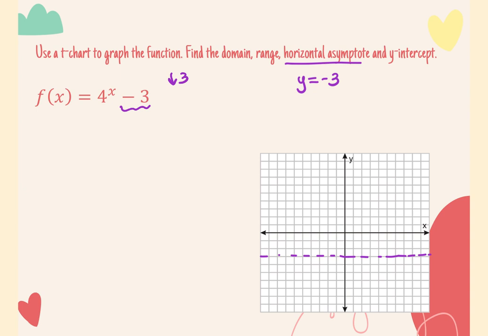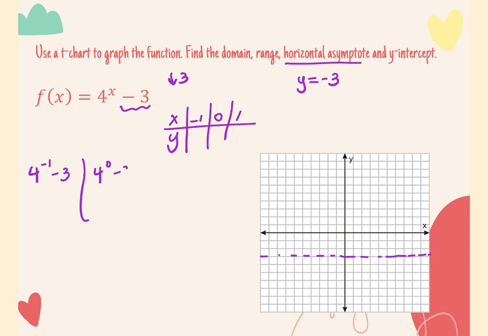Then from there, you can plug in to fill in your t-chart. So for the exponential, we plug into x. I would get 4 to the -1 minus 3, 4 to the 0 minus 3, 4 to the first minus 3. And again, most of you did that right. The 4 to the -1 would be 1/4 minus 3, which is -2 3/4. 4 to the 0 minus 3 is 1 minus 3, which is -2. And 4 to the first minus 3 would be 4 minus 3, which is 1.